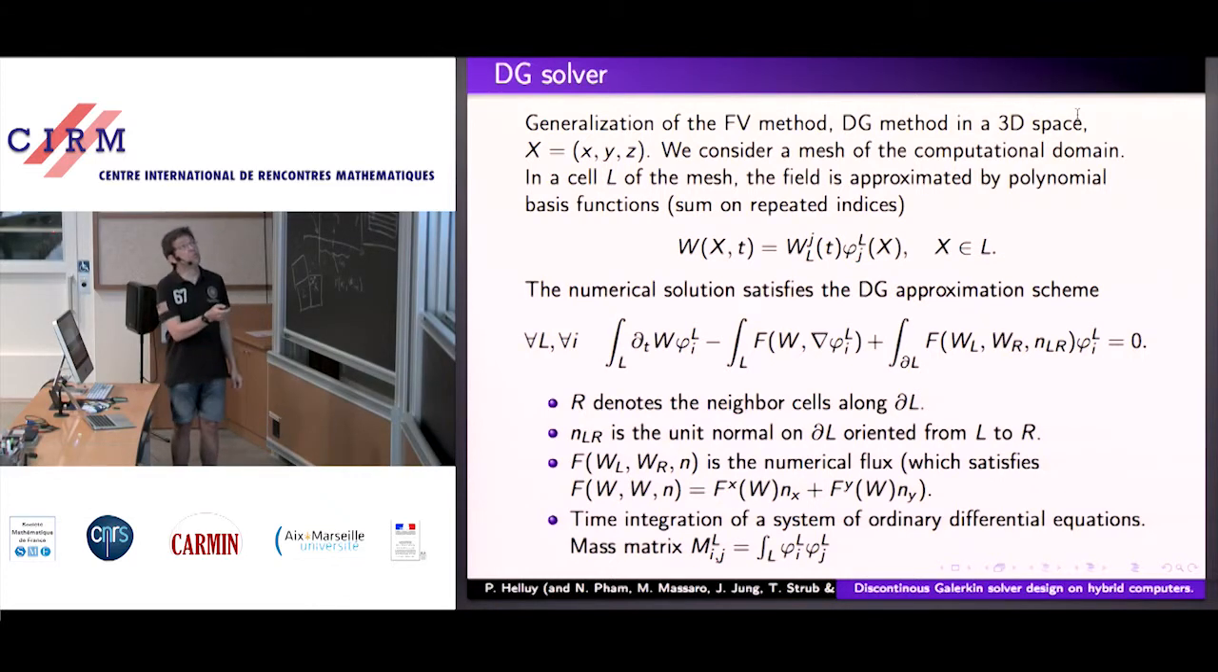So if you remove this term here, so if you suppose that the gradient of phi is 0, you recover exactly a finite volume scheme.